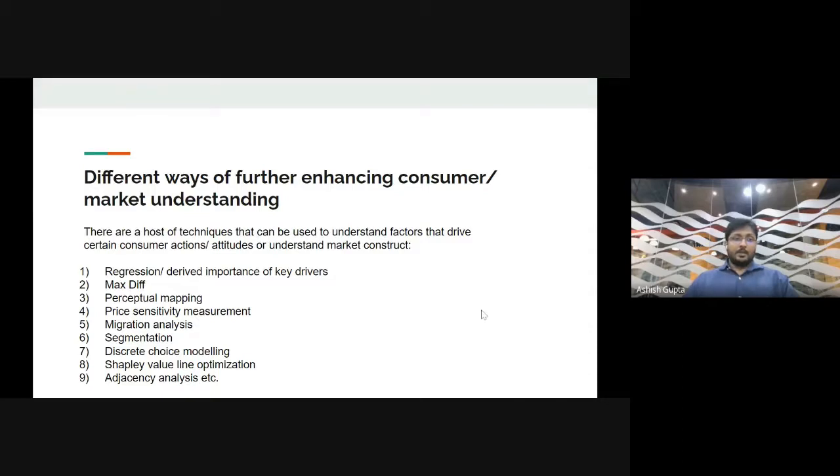Then you've got migration analysis, wherein you try to understand at what part of the consumer funnel people drop out, and what you can do to make sure that you retain them. Then you've got segmentation, and discrete choice modeling. Discrete choice modeling is just an advanced version of MaxDiff, which I showed you previously, wherein you try to understand how people will make decisions. And then you've got various other analyses, which we won't get into, but there are a host of techniques which you can use.